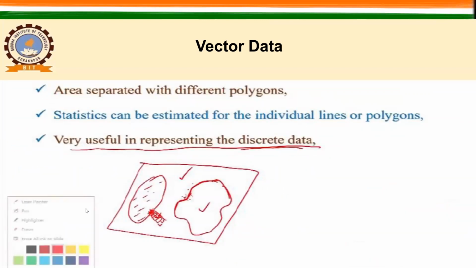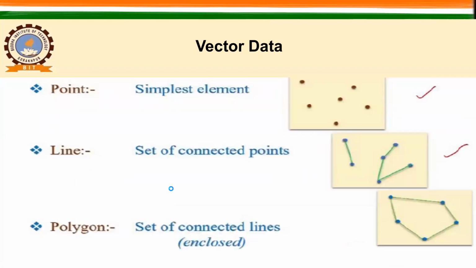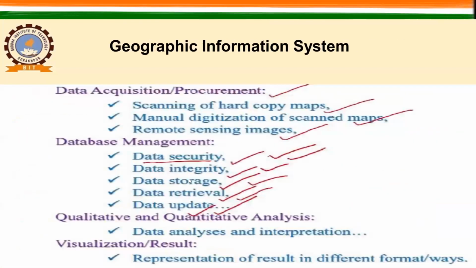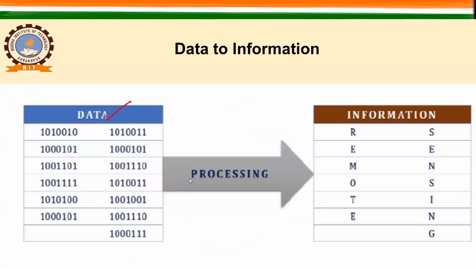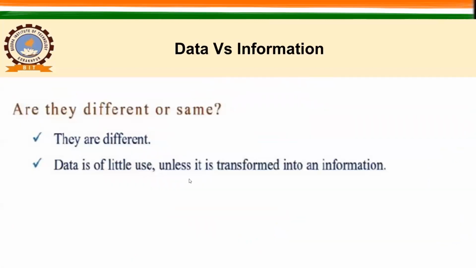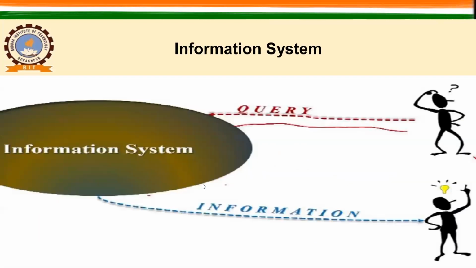So we started with data, and then what is the difference between data and information? We have also gone through what is the difference between data and information. Then information system, then we have gone through the digital information system. I hope you all remember these figures.